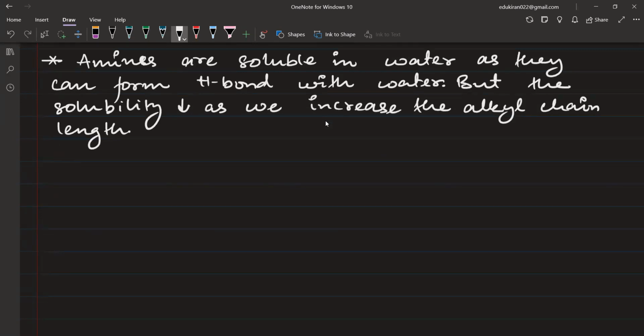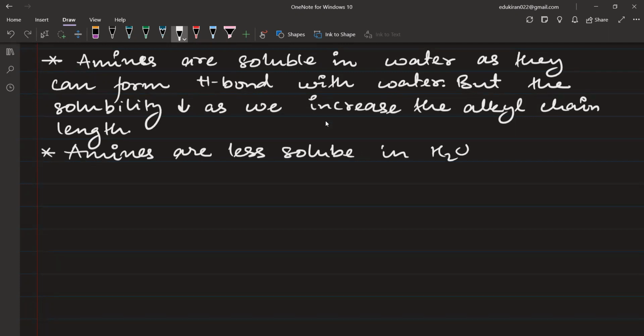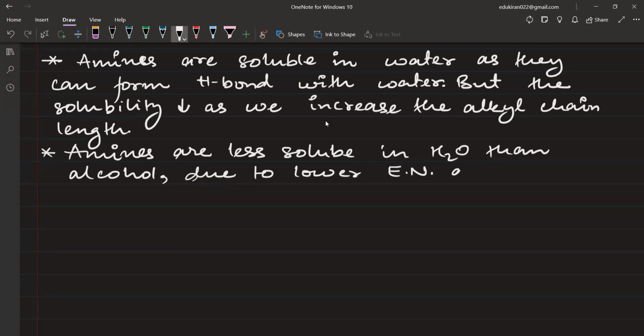If I compare the solubility of amines and alcohols, then amines are less soluble than alcohols. Please write: amines are less soluble in H2O than alcohols. Why is this? This is again due to the lower electronegativity of nitrogen.